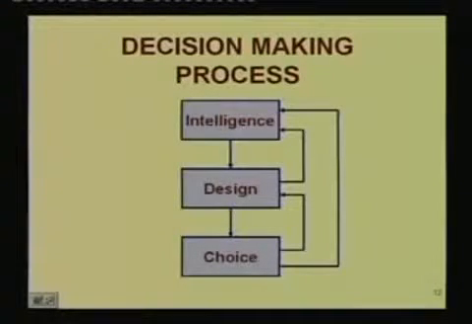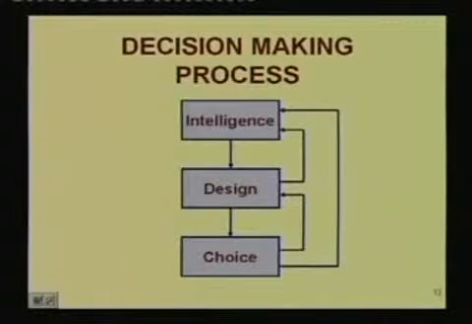So this is the process of decision making: intelligence, design and choice, right? In the decision making process, the intelligence is collection of information of all types, all that is required in the decision making process, the modeling details, the parametric details. Design is design of the alternatives to the decision making, and choice is choosing a particular decision alternative after evaluating them. So it is evaluation and choice.